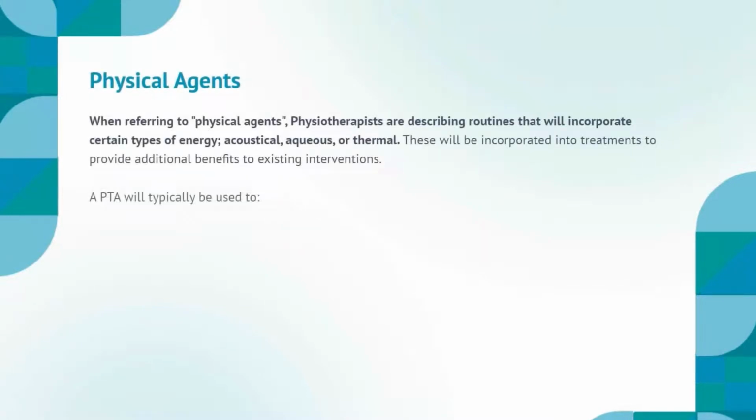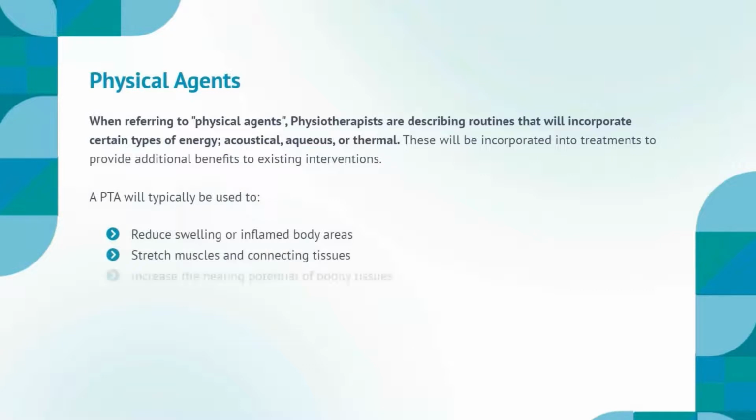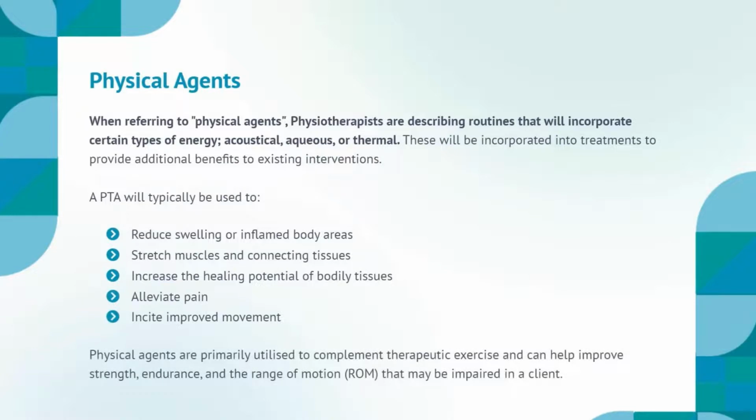Physical agents. When referring to physical agents, physiotherapists are describing routines that will incorporate certain types of energy: acoustical, aqueous, or thermal. These will be incorporated into treatments to provide additional benefits to existing interventions. A PTA will typically use them to reduce swelling or inflamed body areas, stretch muscles and connecting tissues, increase the healing potential of bodily tissues, alleviate pain, and incite improved movement. Physical agents are primarily utilized to complement therapeutic exercise and can help improve strength, endurance, and the range of motion, ROM, that may be impaired in a client.